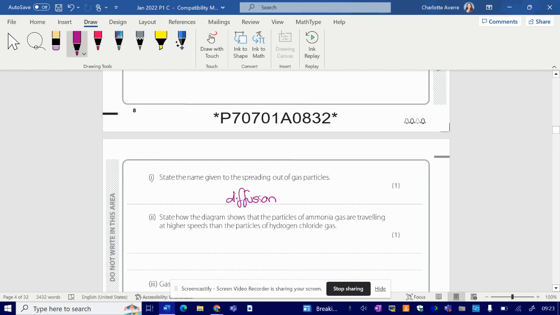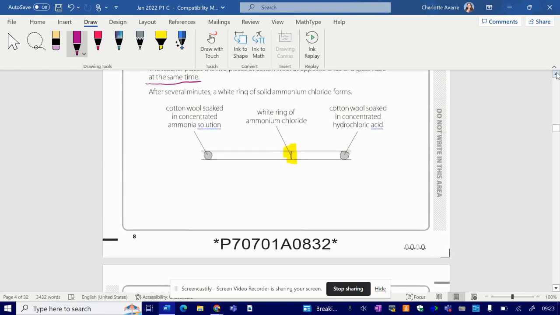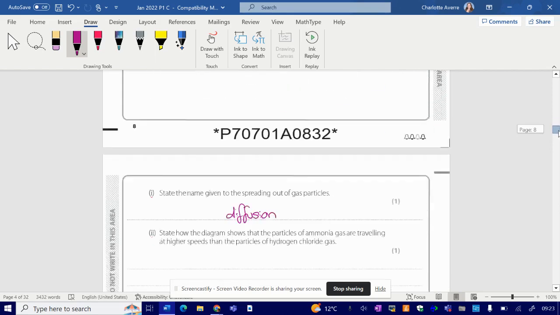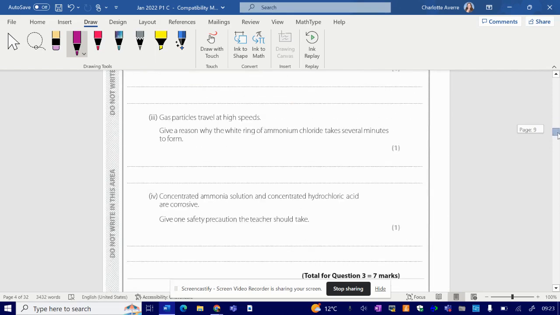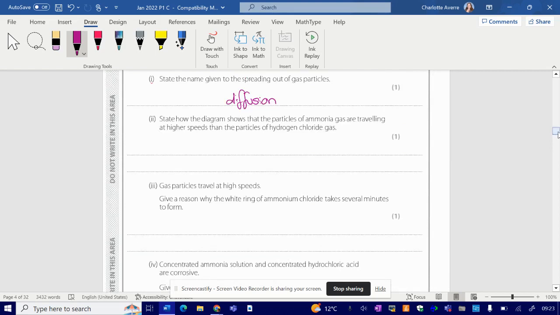How does the diagram show that the particles of ammonia gas are travelling at higher speeds than the particles of hydrogen chloride gas? Well, we can see there that the ring is further towards the right-hand side. So if we look at the distances, the ammonia has travelled a further distance than the hydrogen chloride gas in the same amount of time. So that means it is travelling more quickly. So that's how we would know this.